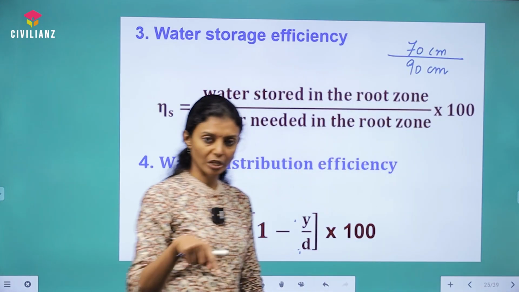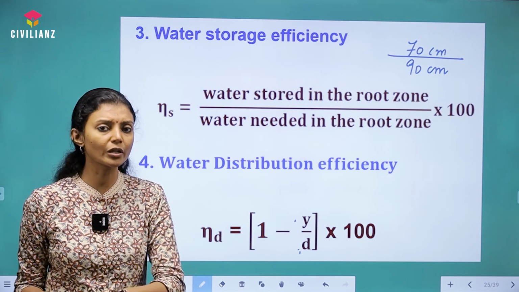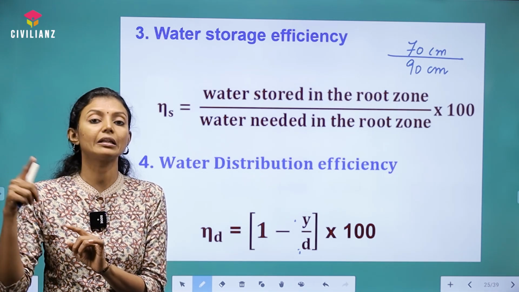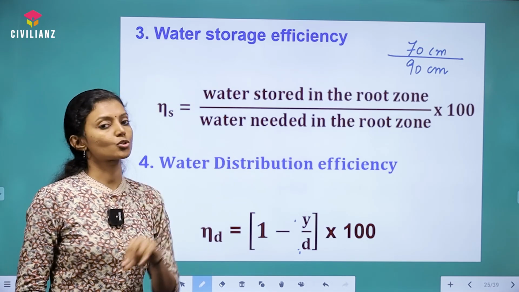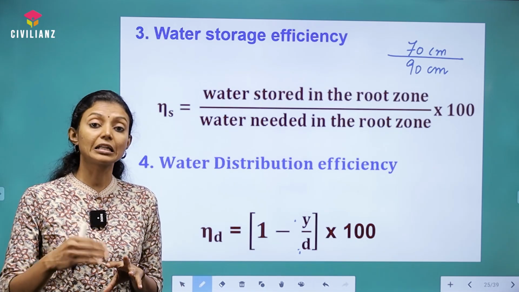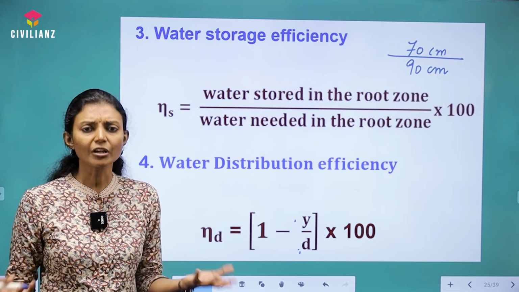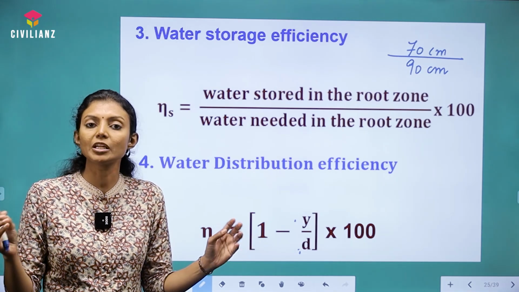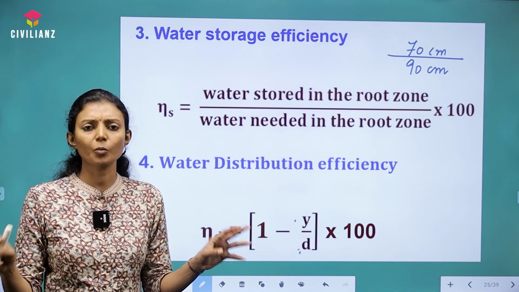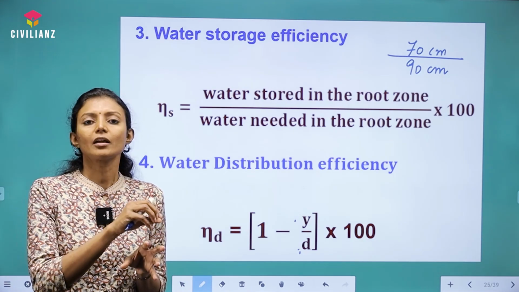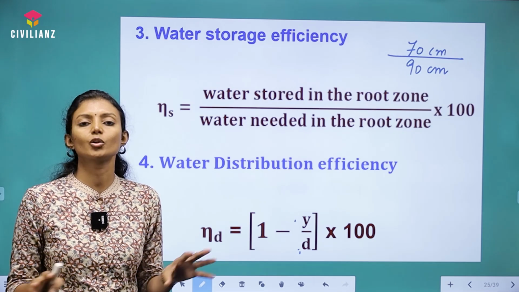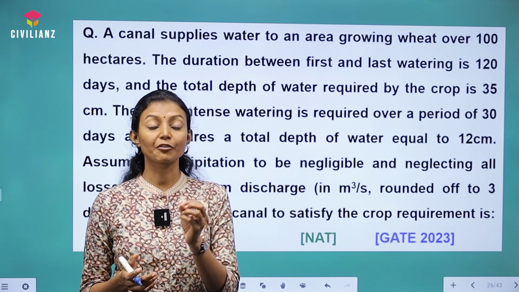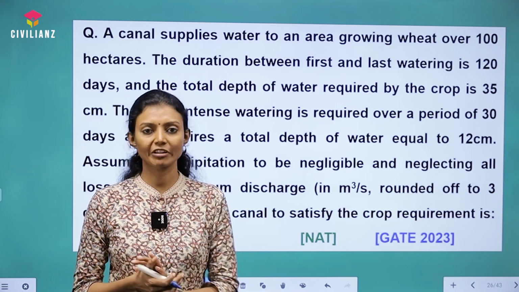Next, coming to storage efficiency, some amount of water was stored in the root zone, and was that equivalent to the water which was actually needed in the root zone. That comes under storage efficiency. And the last one is distribution efficiency. You have delivered some amount of water to the field. Was it distributed uniformly to all? If every crop has attained uniformly the water which was distributed, then you can have 100% efficiency. Okay, so now let us discuss a few problems related to the theory we have studied.